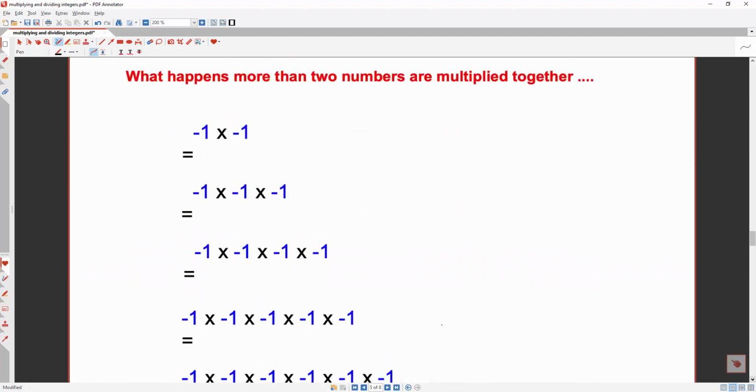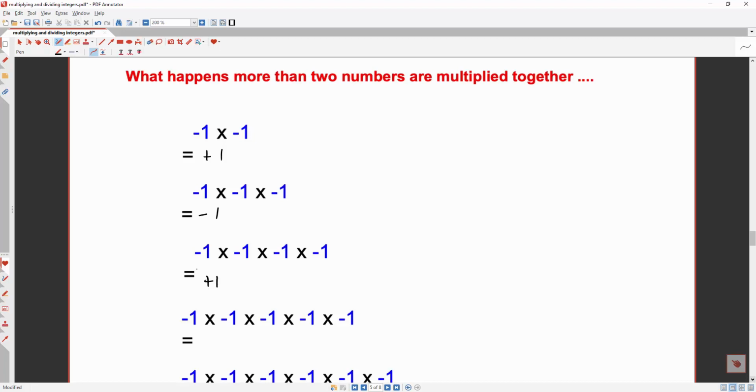Now, interesting to note, you don't need to copy this down, but when more than two numbers are multiplied together with negatives. So negative 1 times negative 1, 1 and 1 is 1, negative times a negative is a positive, so that's positive 1. Here we've got a negative times a negative, which is a positive, multiplied by a negative, so this is going to be negative 1. There's an even number of ones being multiplied here, so 1 times 1, that's positive 1, times negative 1, which is negative 1, times another negative 1, which is positive 1.